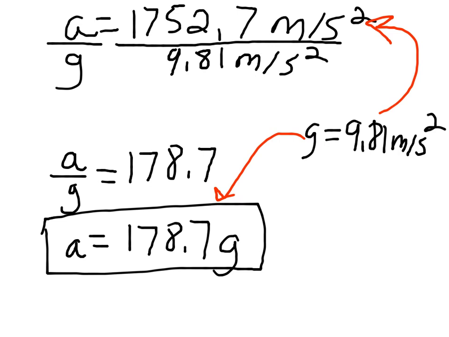Okay, that's how you solve this problem. I think the most confusing part for people is right here, putting it in terms of g. It just wants you to say how many times little g is his acceleration. So I set up a fraction, a ratio, and found out it was 178.7 times g, the acceleration of gravity on Earth. And that's the solution to the problem. That's the final answer that only Andre and Freddie got.